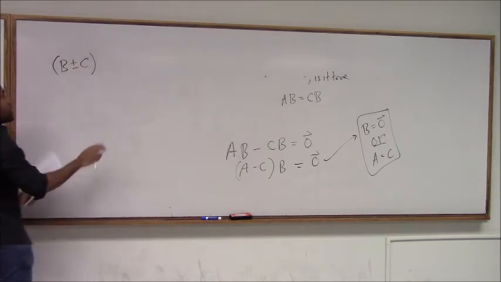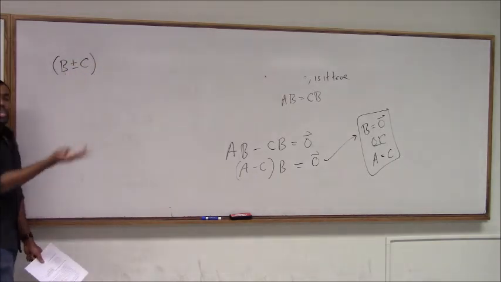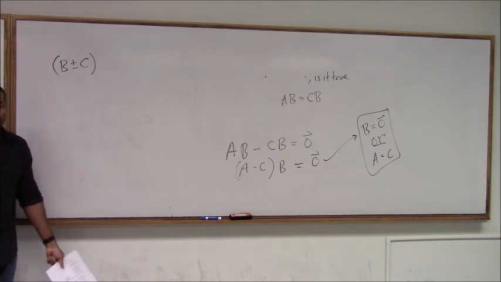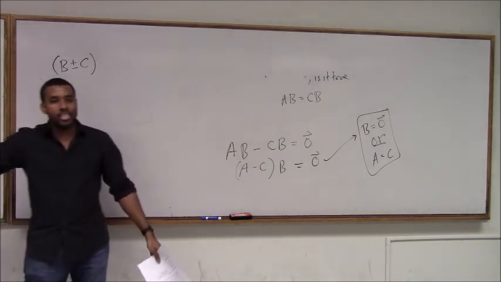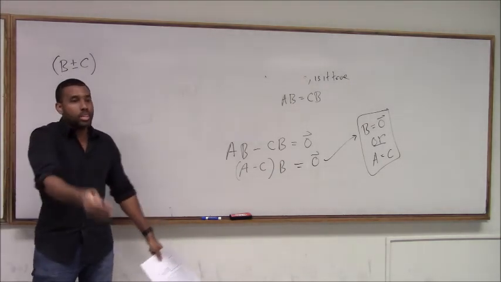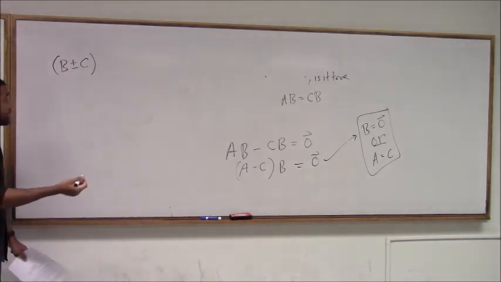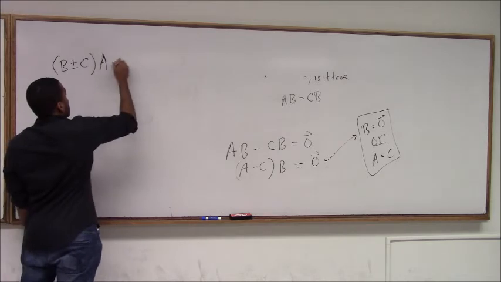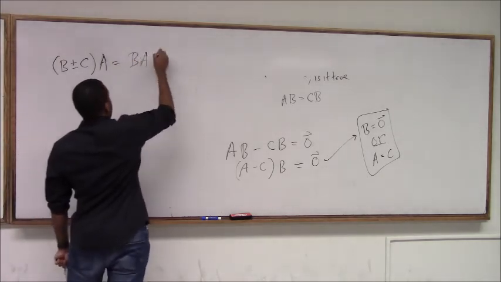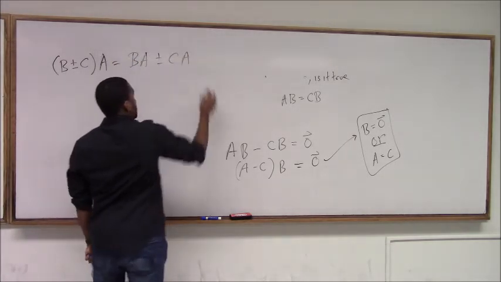C, which by the way, for this to be defined, B has to be the same size as C, because when I was defining matrix addition, I said you can only add matrices of the same size. So by the fact that I wrote this down, you can automatically assume that B has the same size as C. But this is equal to BA plus or minus C, right?